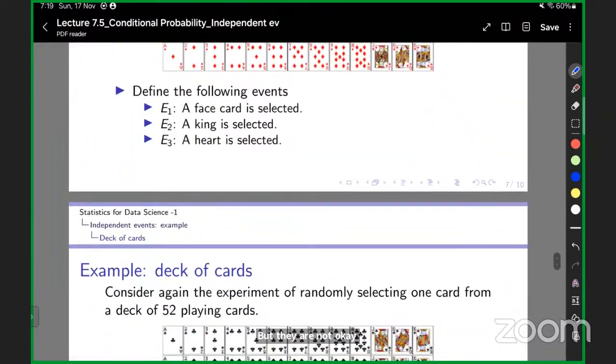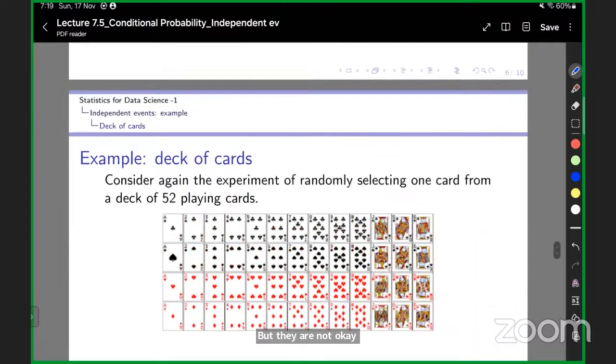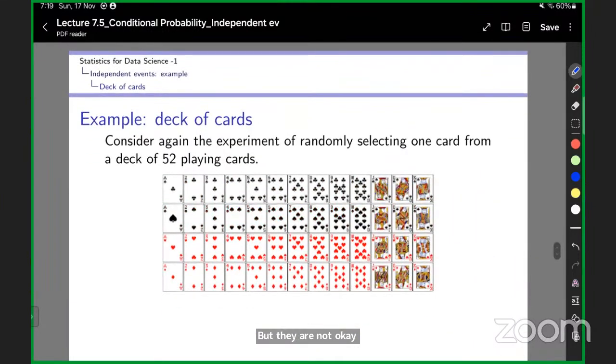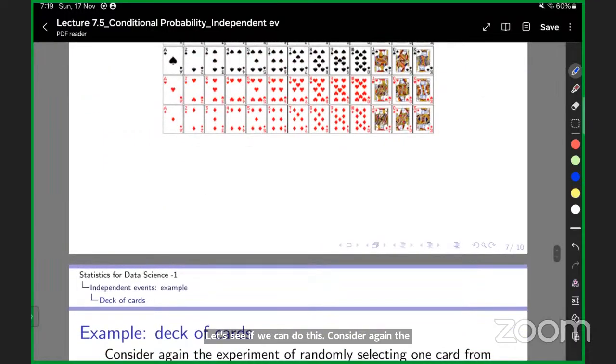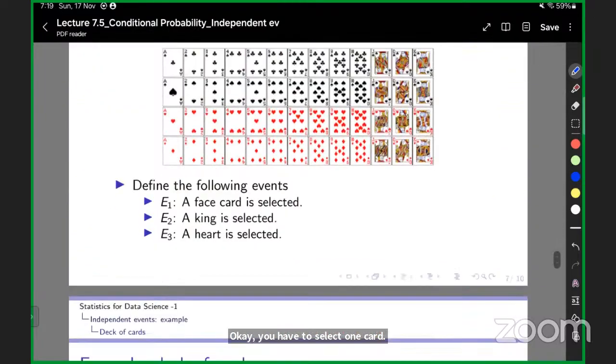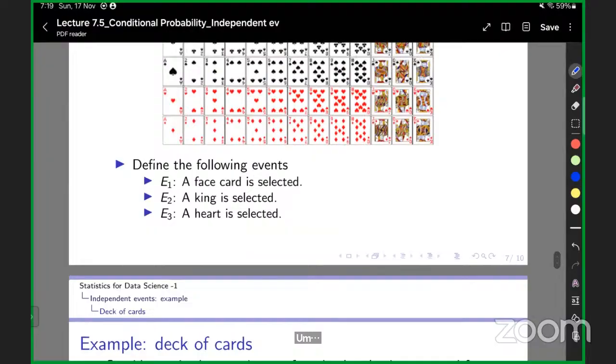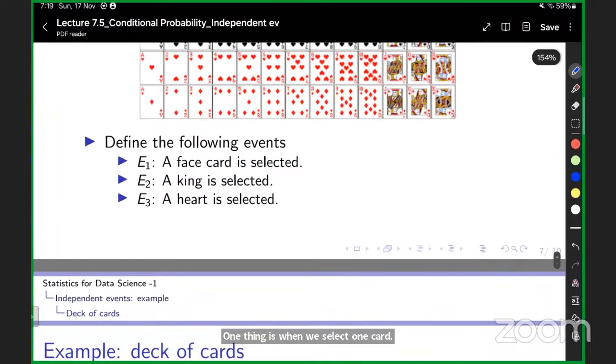Let's see if we can do this. Consider again the experiment of randomly selecting one card from a deck of 52. Okay, you have to select one card. So one thing is when we select one card, let's see.